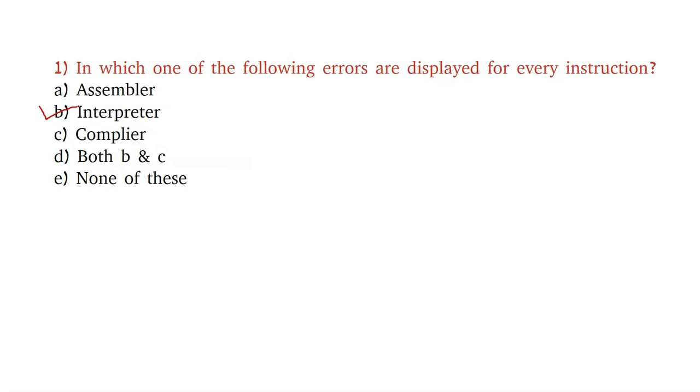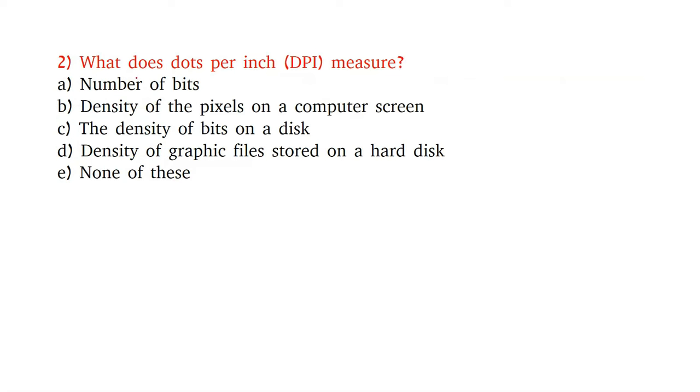Let's move to the next question. What does dots per inch DPI measure? A. Number of bits, B. Density of the pixels on a computer screen, C. The density of bits on a disk, D. Density of a graphics file stored on a hard disk, E. None of these. The correct answer will be density of the pixels on a computer screen.